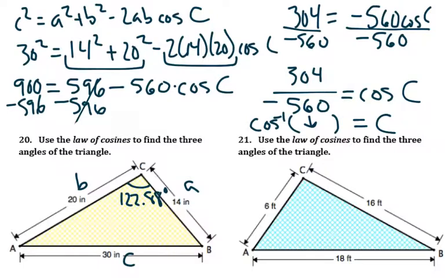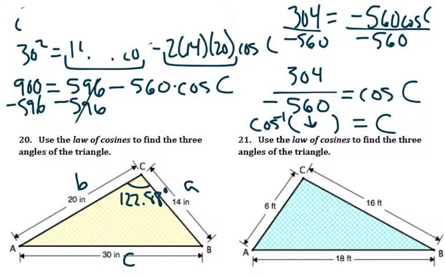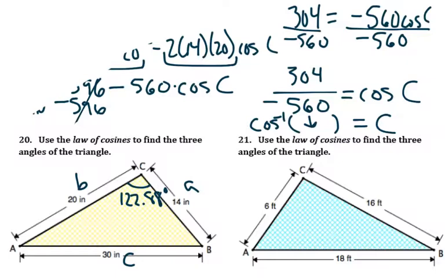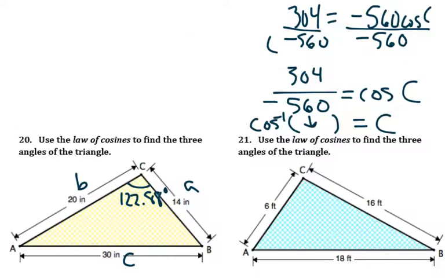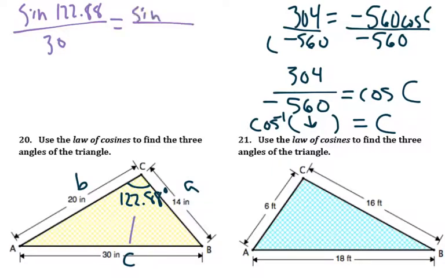Okay, now once again, we used our law of cosines, but now we've got a connection between a side and an angle opposite each other. So now I want to use the law of sines, because there's my connection. And we're looking for another angle, so I go the sine of 122.88 over 30 equals the sine of, let's go for angle B, over 20.